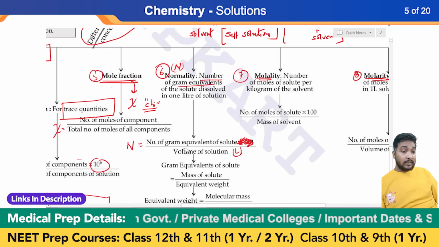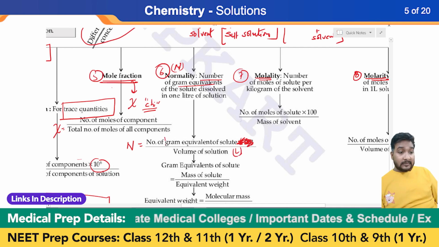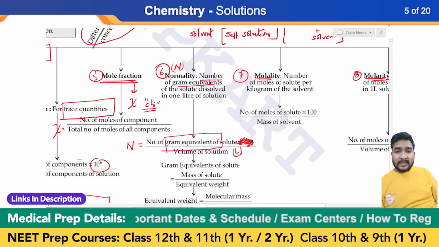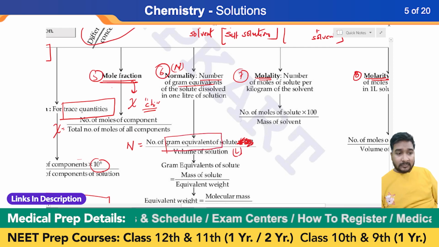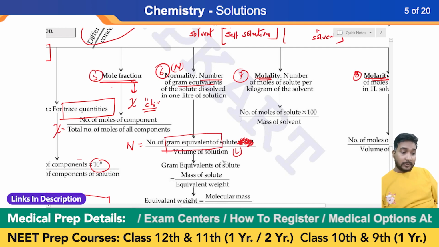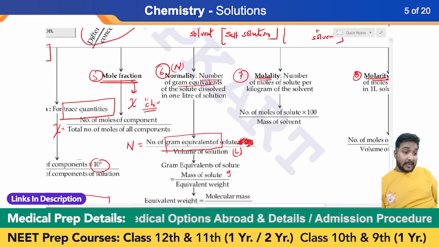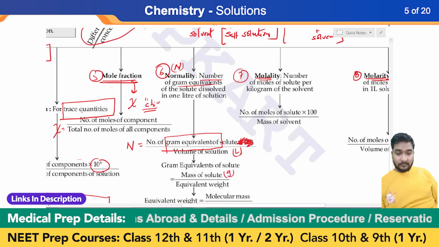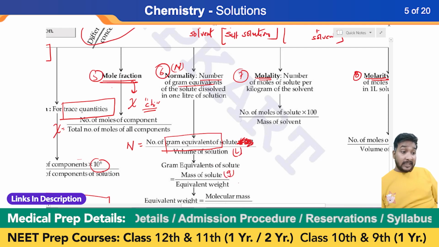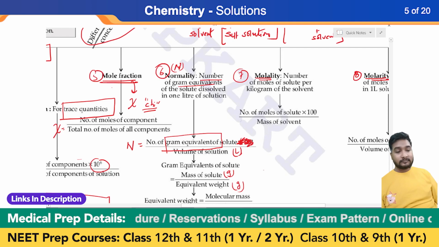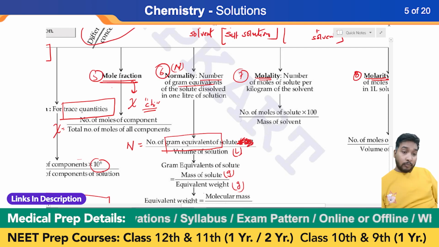Now many students have asked me, what is a gram equivalent? This is not mentioned in our notes. So we can calculate the gram equivalent: it is the given weight of solute in gram upon the equivalent weight of solute, that should also be in gram. Now what is equivalent weight?